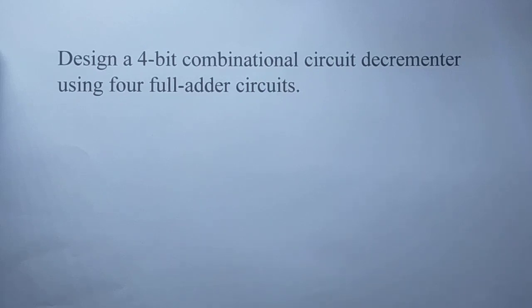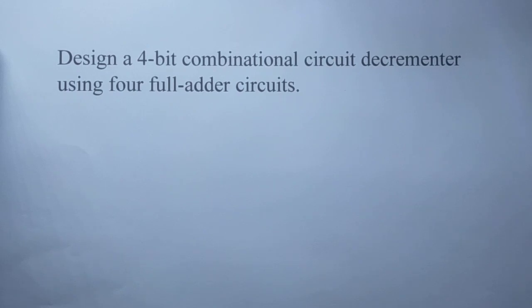Today I will also explain another problem. Today's problem is to design a 4-bit combinational circuit decrementer using 4 full adder circuits. That means we have to consider a 4-bit combinational circuit designed as a decrementer. There are two kinds of things, incrementer or decrementer. So we will consider a 4-bit combinational circuit for a decrementer using 4 full adder circuits. So this is our problem.